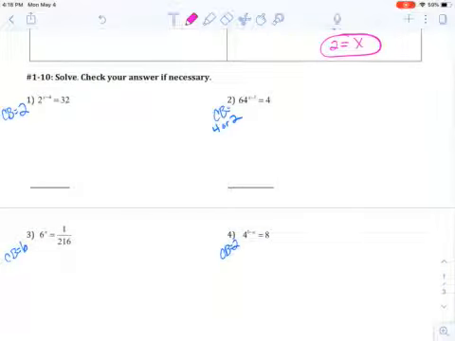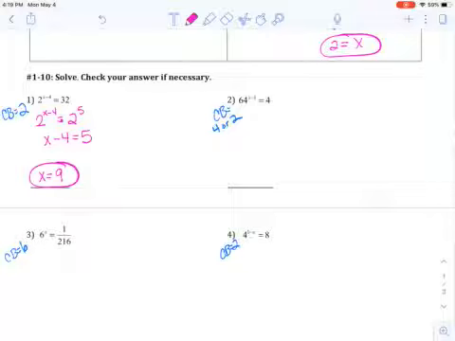Okay, so some practice problems here. Hopefully you guys did what I asked and you found my common bases. So this is going to be 2 to the x minus 4 equals 2 to the 5th. So x minus 4 is 5, which means x is 9. All right, add 4 to both sides.